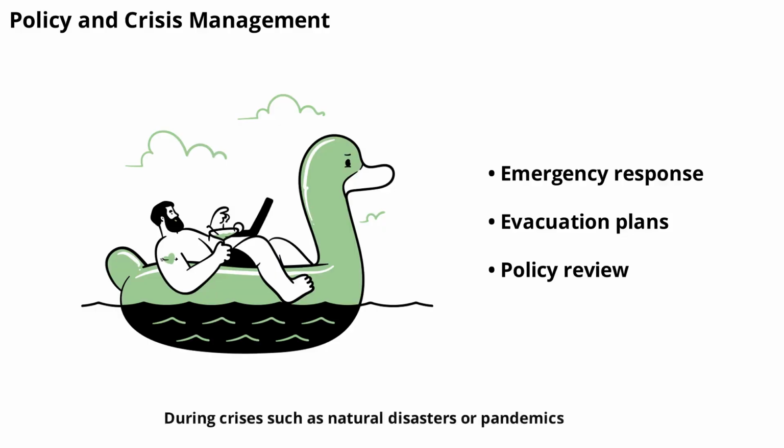During crises, such as natural disasters or pandemics, governments must act quickly to protect the public. Crisis management policies provide guidelines for responding to emergencies. These policies cover everything from evacuation plans to medical response. Effective crisis policies can save lives and minimize damage. After a crisis, policies are often reviewed and improved based on lessons learned.